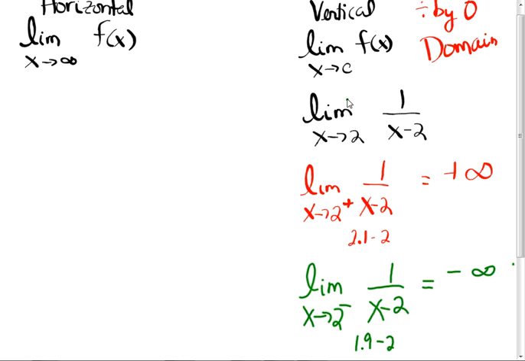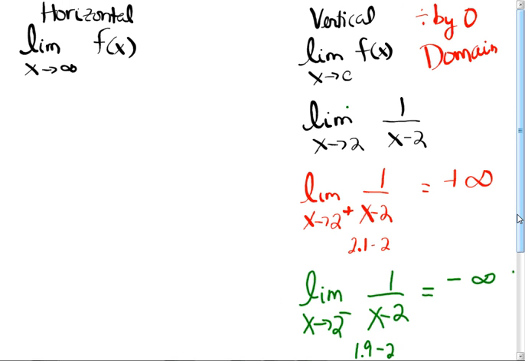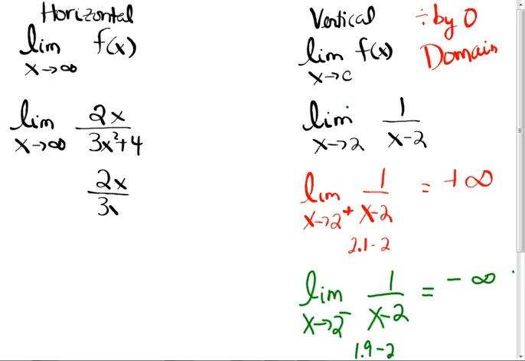Okay, horizontal ones, and you guys have some words for this, but I don't like that. I just do the problem and think about it. This is the limit as x gets really big. So let's do 2x over 3x squared plus 4. And I just look at the problems. What's that getting close to? Now just think about it. As x gets really big, this really looks like 2x over 3x squared.